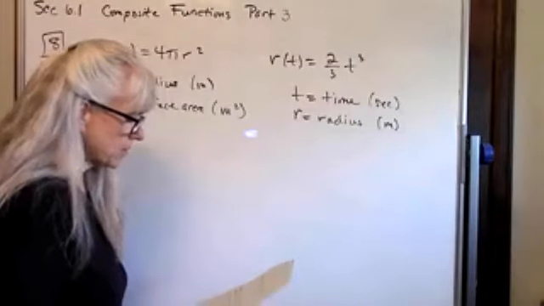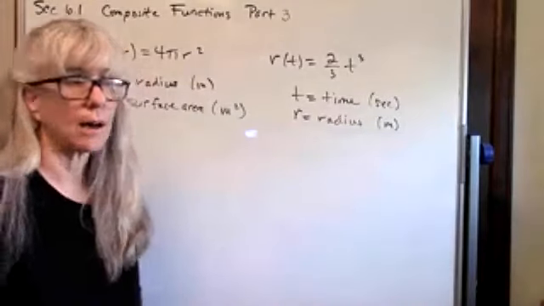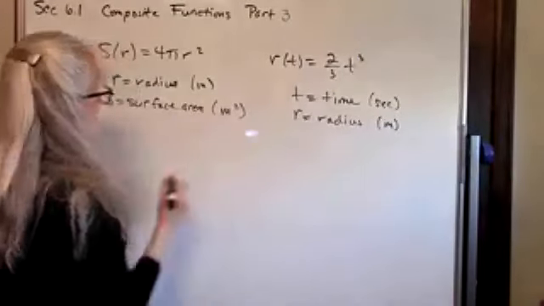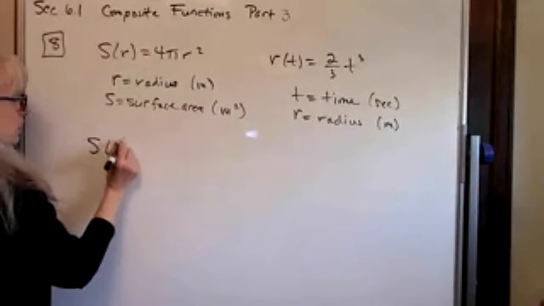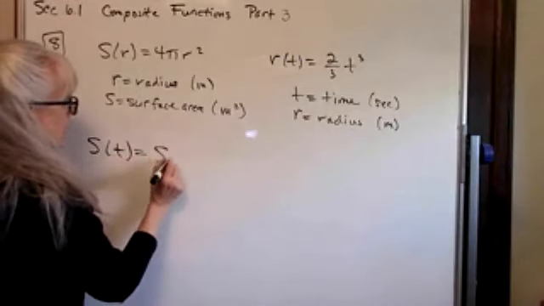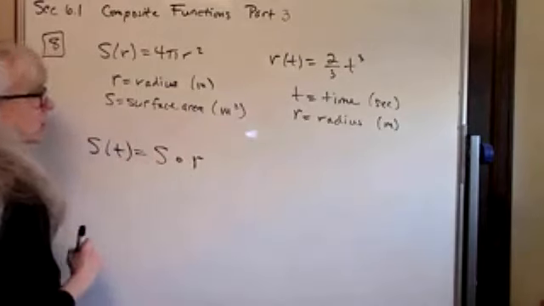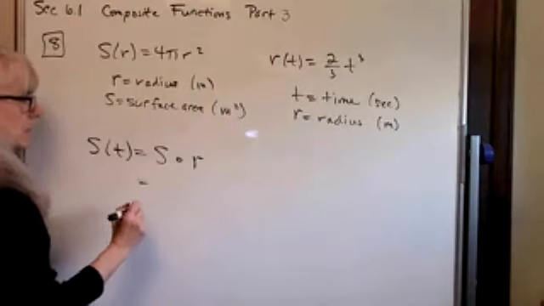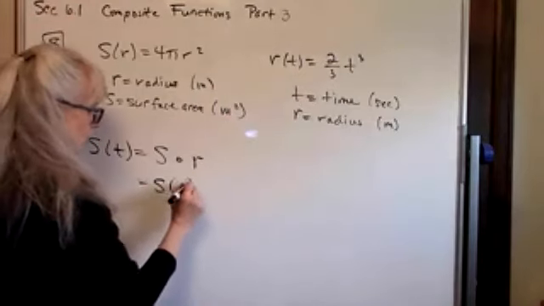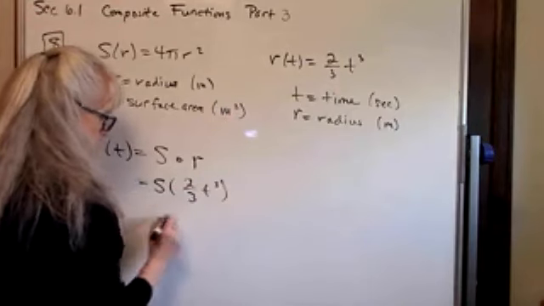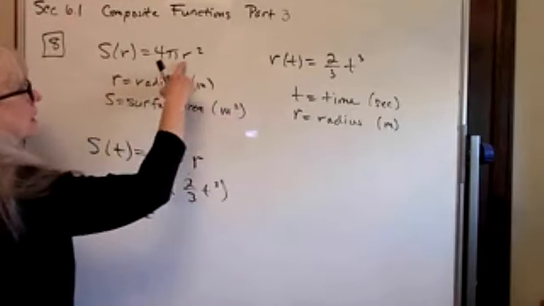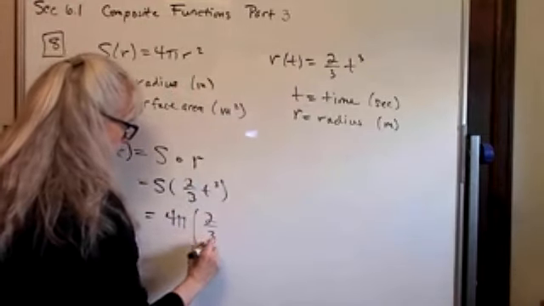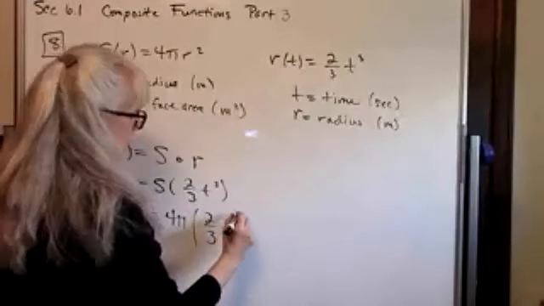Okay, what they want me to do is find the surface area of the balloon as a function of time. Well, I have the surface area in terms of the radius, and I have the radius in terms of the time. So to find the surface area in terms of time, what they're really asking me to do is take S and compose it with R. So they're asking me to plug R into S. We can do that. So we are finding S of 2/3 t cubed. So that would be 4 pi, and in place of this R, we're going to plug the other function. So I'm going to have 4 pi, and now we'll have 2/3 t cubed being squared.